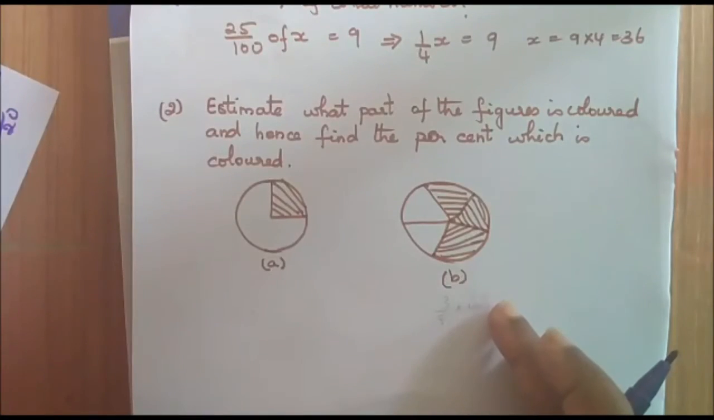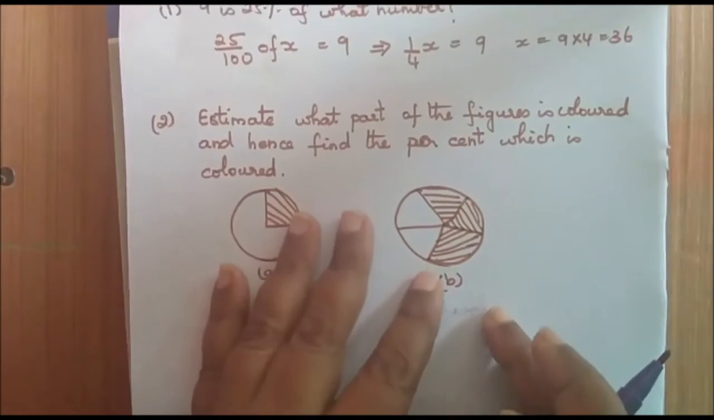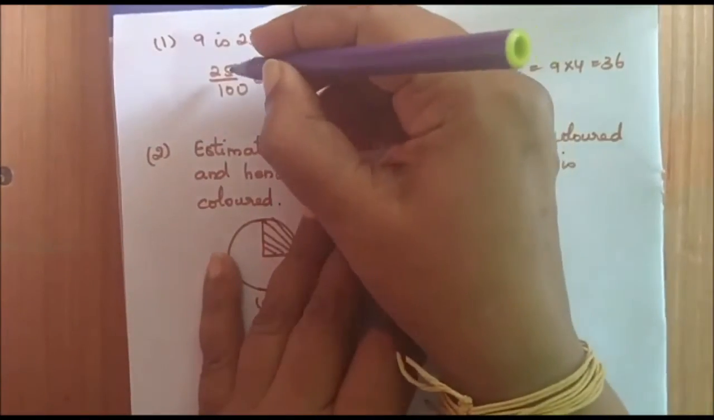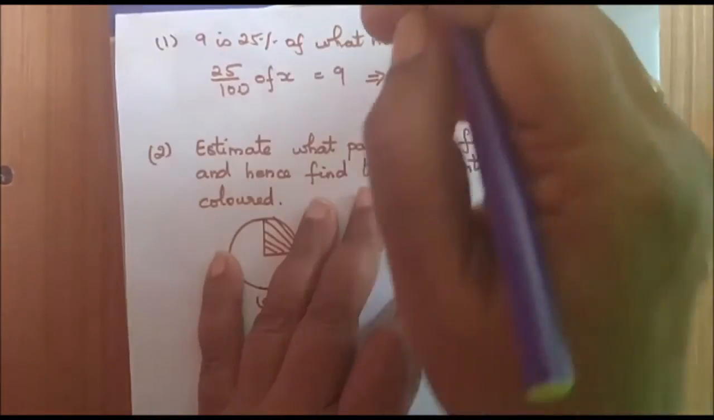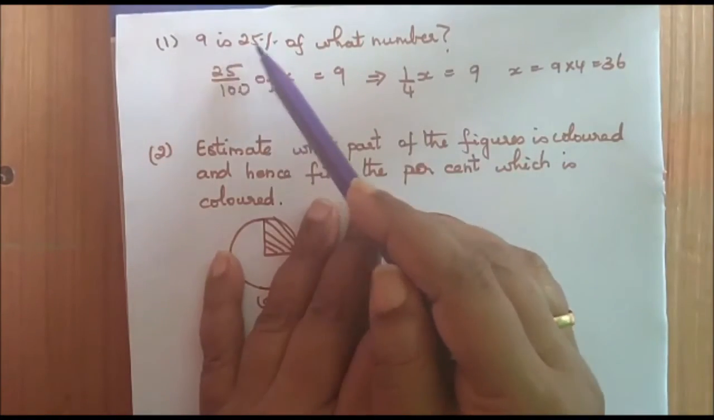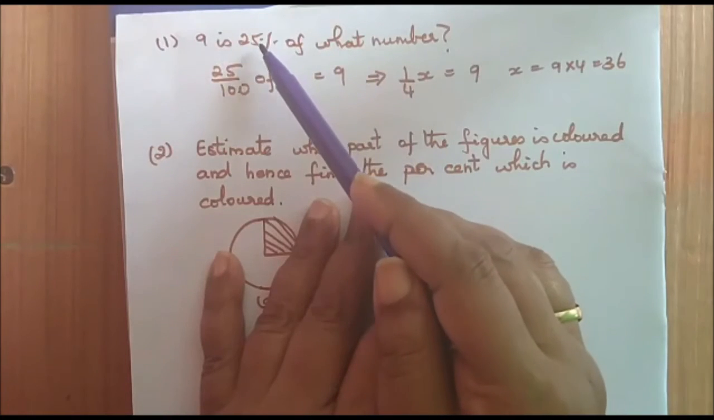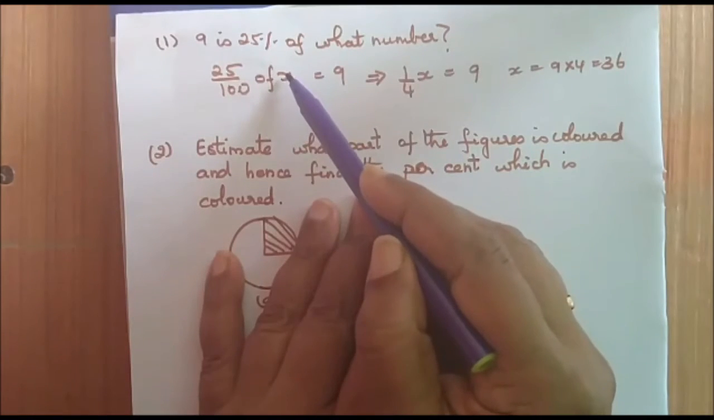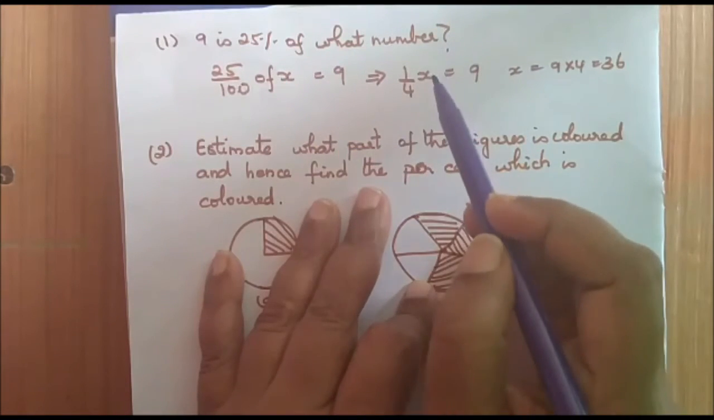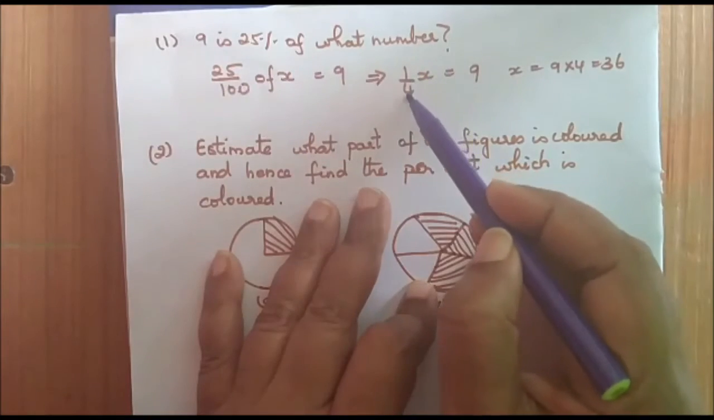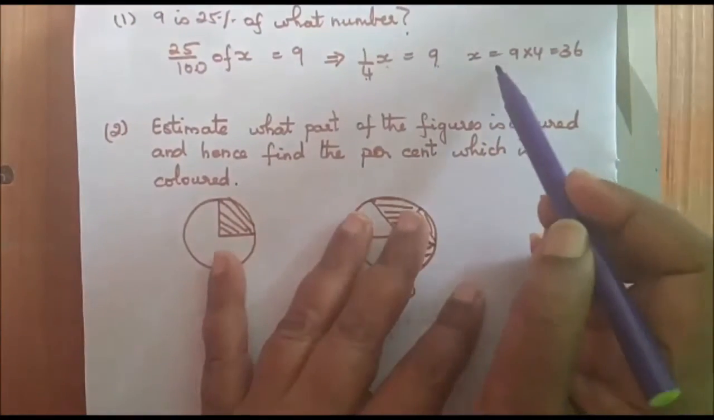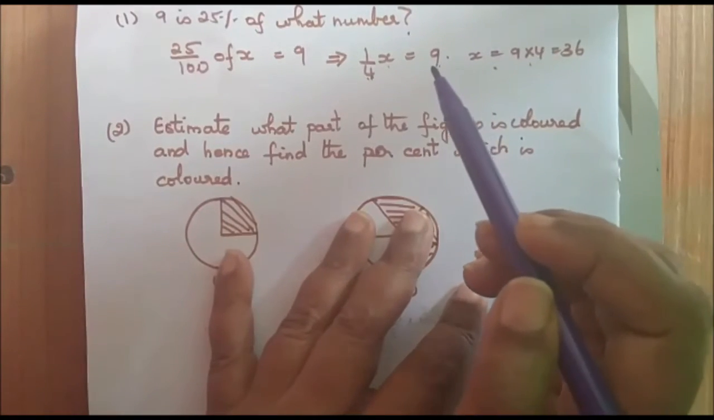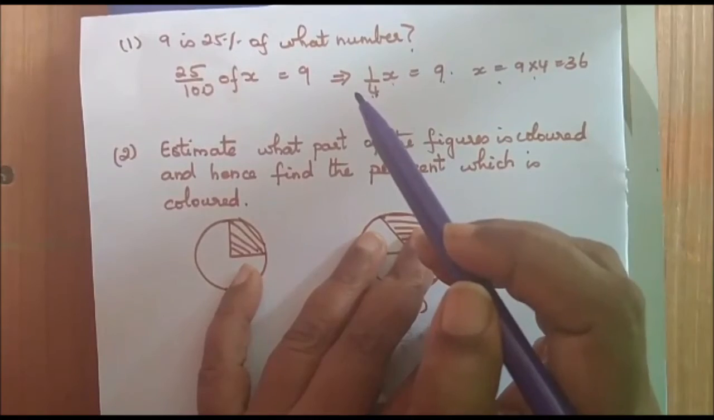Now we'll see another problem. 9 is 25% of what number? So 25 by 100 of x equals 9. We'll keep our x here and take the other numbers. 25 by 100 is 1 by 4, so 1 by 4 x equals 9, or x equals 9 into 4, which is 36. This is how we solve such problems.